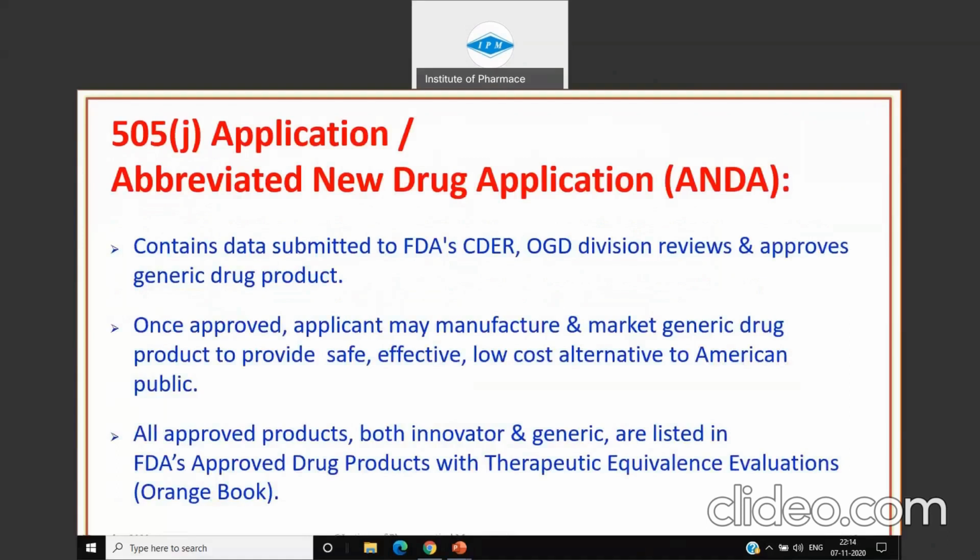Now let us see this 505(j) in a little bit of detail, that is, how it differs from the other 505 applications. It contains data submitted to FDA CDER OGD division, which reviews and approves generic drug products. Once approved, the applicant may manufacture and market the generic drug product to provide a safe, effective, and low-cost alternative to the American public. All approved products, both innovator and generic, are listed in FDA's Orange Book.